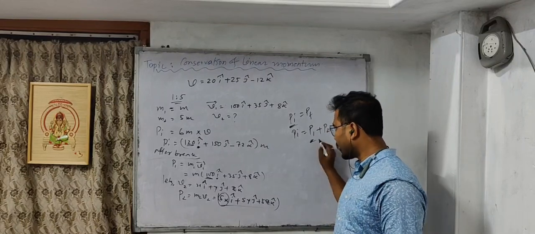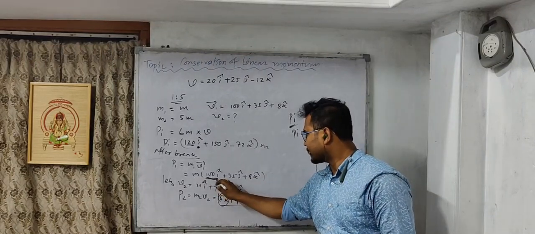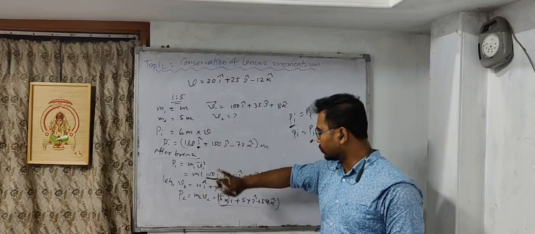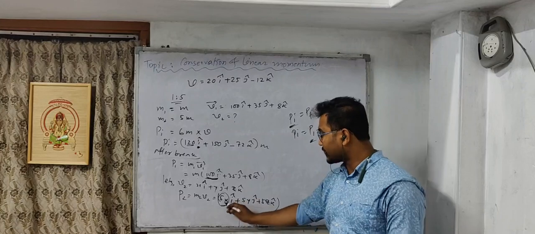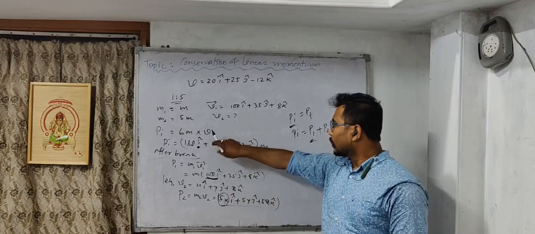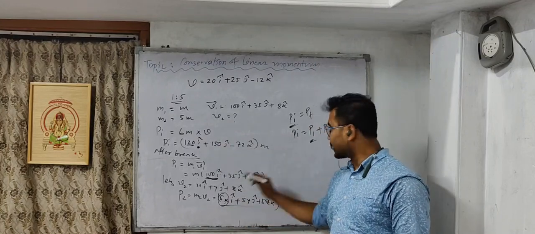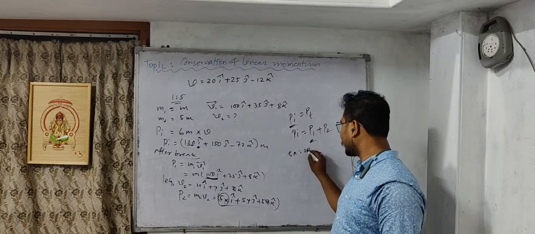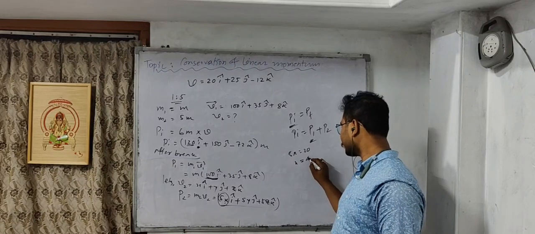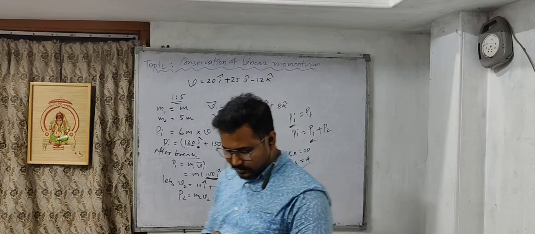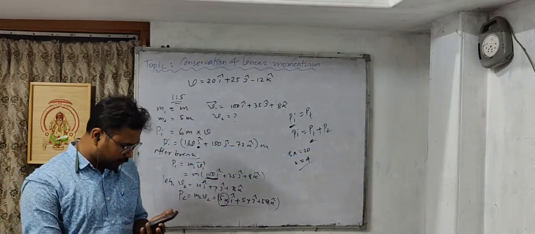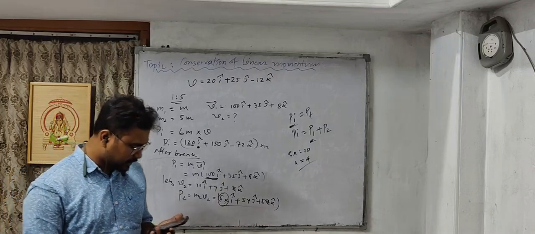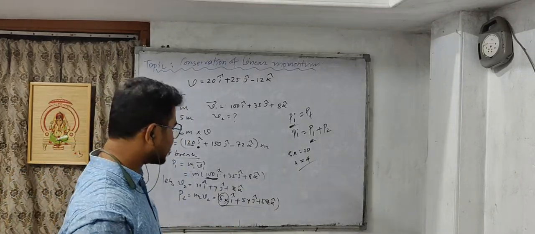Now P1 is your 100i, correct? m is common everywhere, so don't worry about it. 100i is there, but here x should make it 120, so 5x must be 20. That is, x is 4. You can see that in the options, only option A gives 4i plus 23j minus 60k, so it is the correct one.